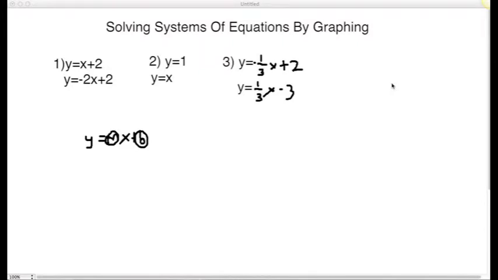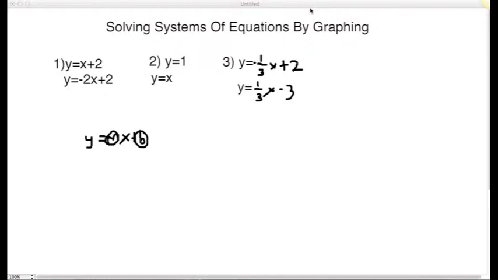Today we're going to go over how to solve systems of equations by graphing, and this method is a pretty simple way to solve systems of equations. So let's start with the first one. The first one reads y equals x plus 2 and y equals negative 2x plus 2.